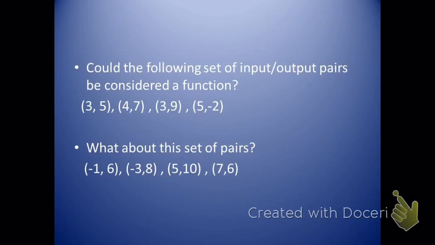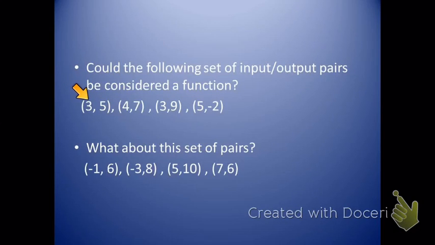Okay, in the same way that we just looked at graphs of ordered pairs and determined if they could be functions, we can do the same thing with a set of ordered pairs just written out. So I want to know, could the following set of input-output pairs be considered a function? So what I'm looking for is to make sure that there's a unique output for each input.